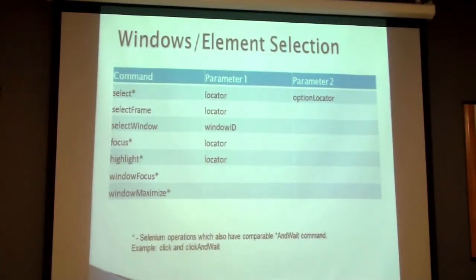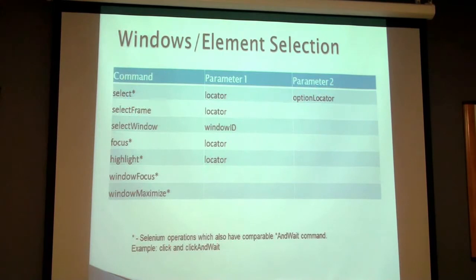Okay. Highlight is what it sounds like. You basically just tell it the locator and it highlights. Focus and window focus. Do you guys understand the difference? Focus on a specific little item or focus on the whole window. And it actually selects the whole window like a tab.